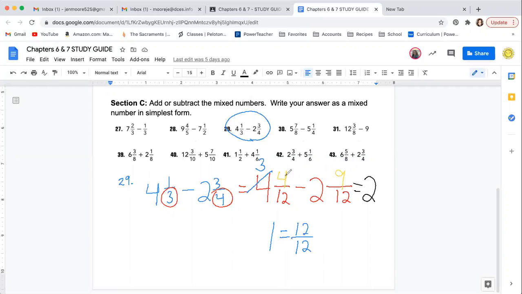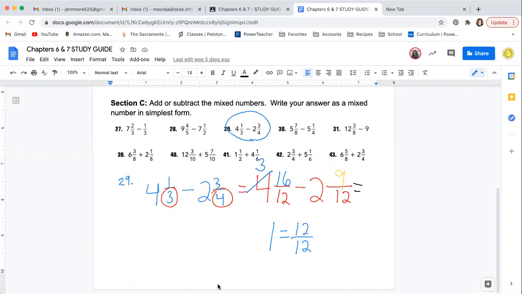So if I'm going to add 12 twelfths to this 4, what would this new numerator be now? 4 plus 12 makes 16, right? So I'm actually going to just rewrite this entire fraction as 3 and 16/12, which we know is equivalent in value to 4 and 4/12. We know they're equivalent in value, but this one's going to help us do the subtraction, right? So I'm going to now have enough value in the numerator to perform the subtraction.